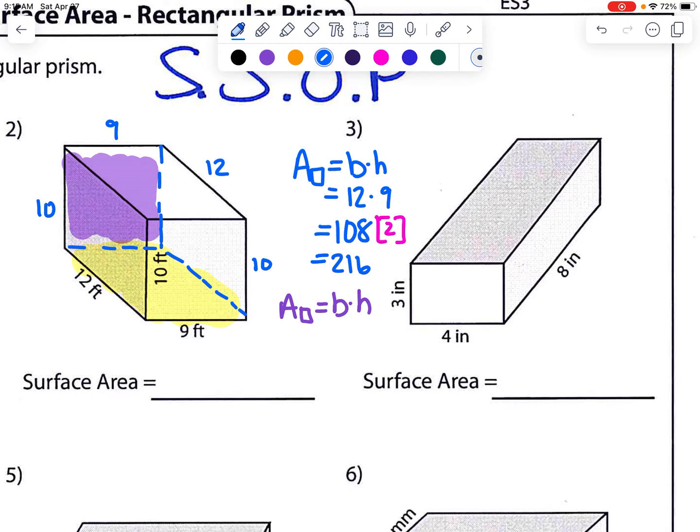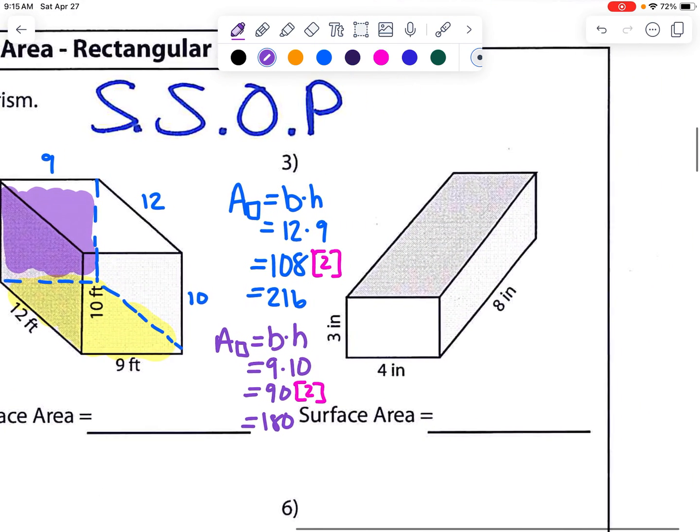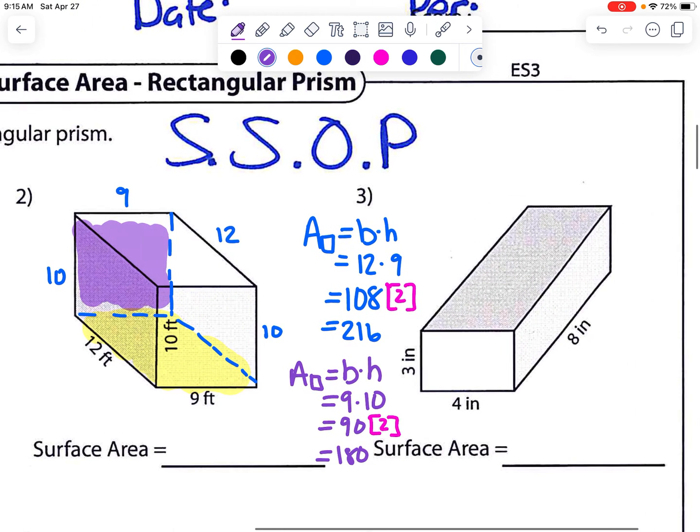So in the back here, what we have is this 9 by 10. It's a 9 by 10. So we have 9 times 10, which is 90. And if the back is 90, that means the front is 90. So we would get 180. Okay? And now let's focus on this side here.